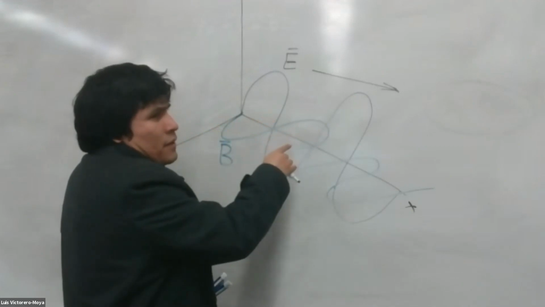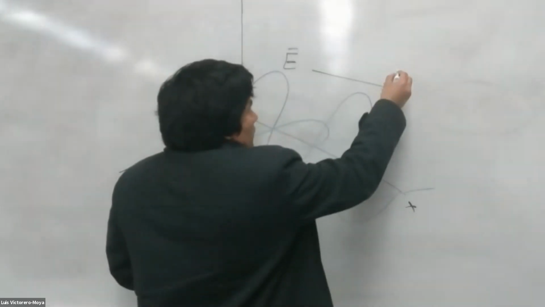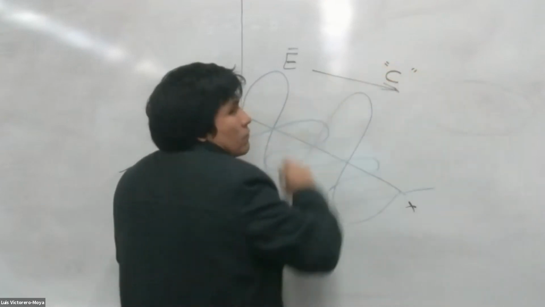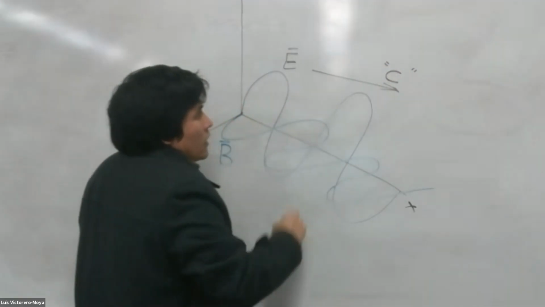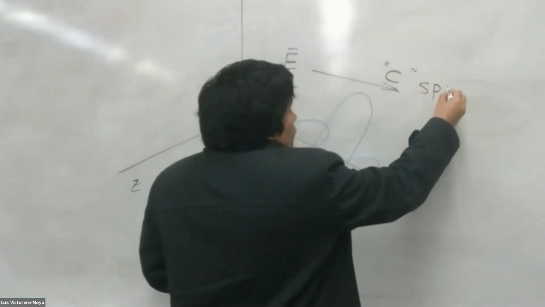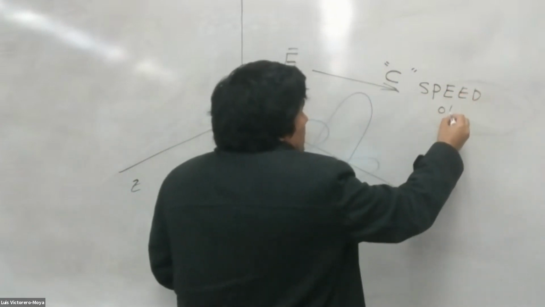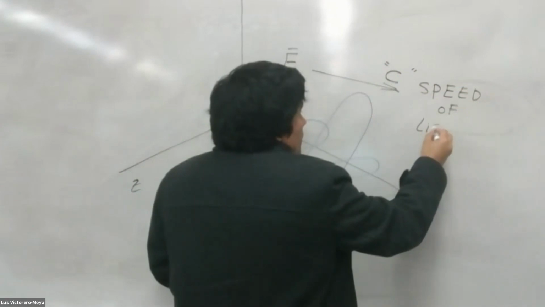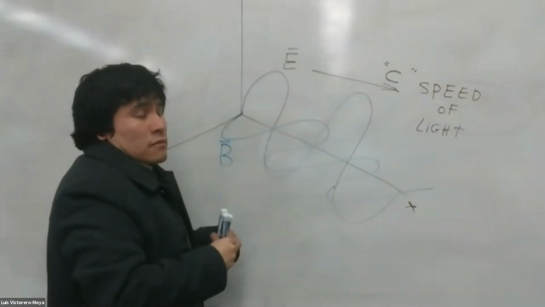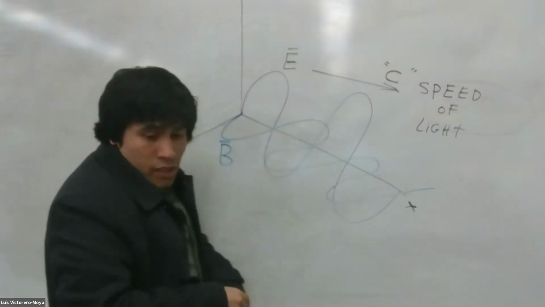Of course, we don't see this, right? Because what's the speed of this light? It is the speed of light, which we label as C. Okay, so that is the speed of light. And we know the speed of light already, 300,000 kilometers per second. So that's extremely fast. But that's how this is propagating.